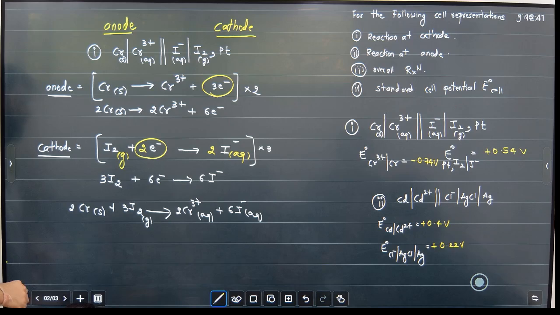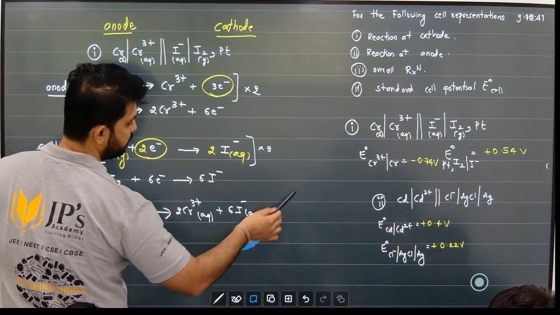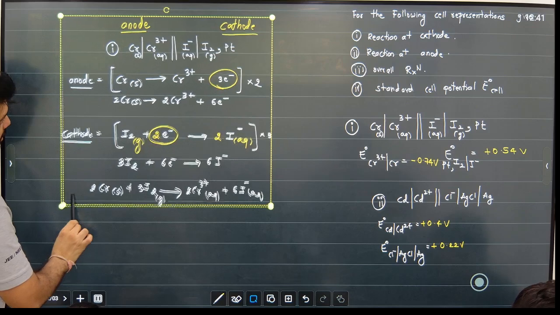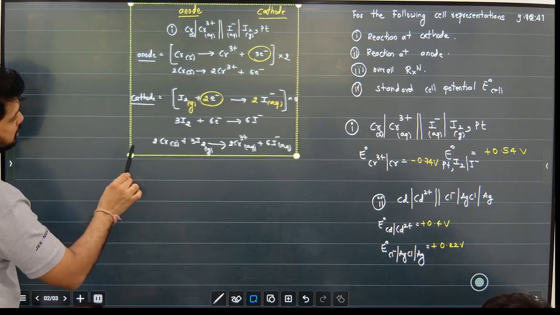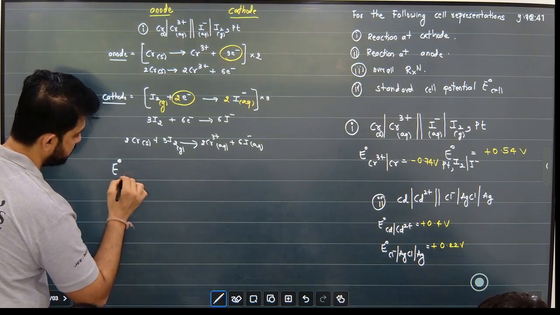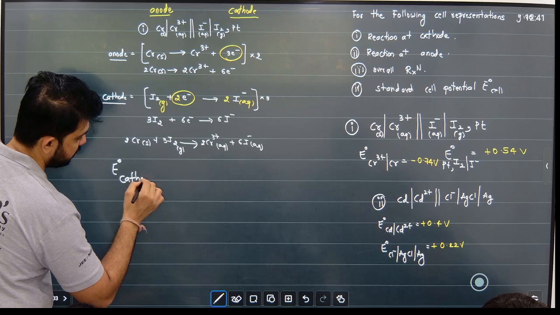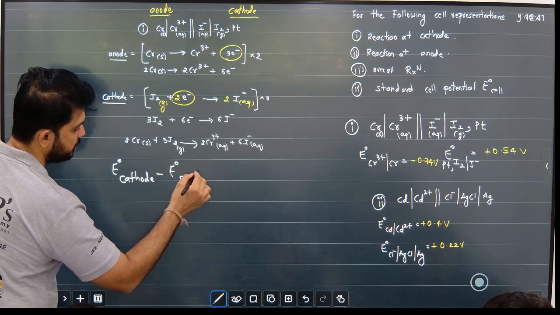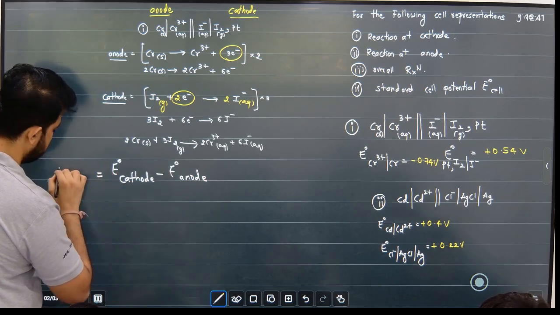But we also have to find something. We have to find cell potential. What is the formula for cell potential? E naught cathode. Now which is cathode and which is anode over here? So this is E naught cathode minus E naught anode. This will give me cell potential.